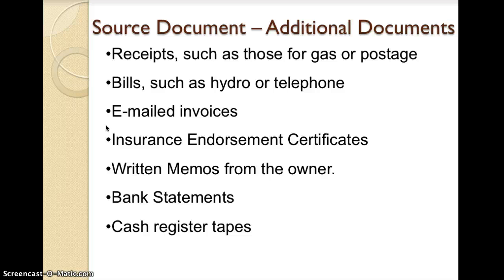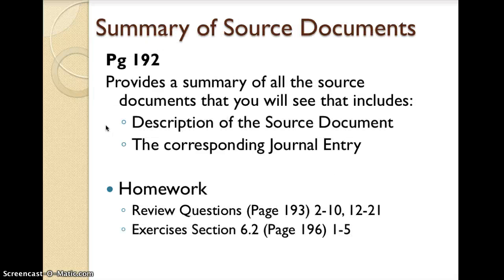After reviewing these different source documents, we can see that there are additional documents such as receipts, bills, email invoices, insurance endorsement certificates, written memos from the owner, bank statements, and cash register tapes. If you turn to page 192 in your textbook, you will see a very good summary of all the source documents you need and a description of those source documents and the corresponding journal entry.